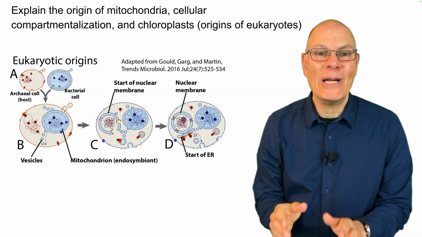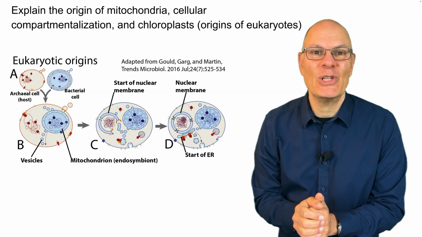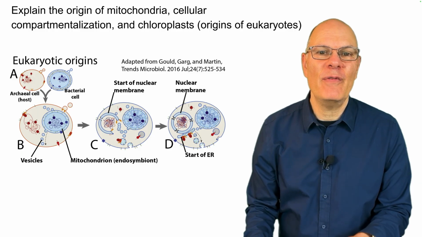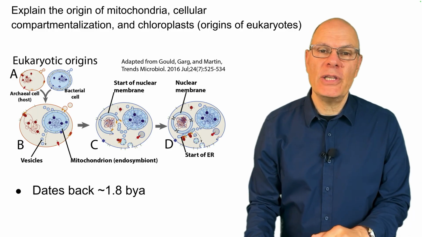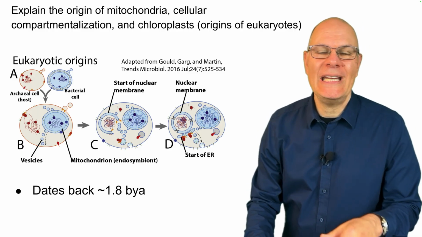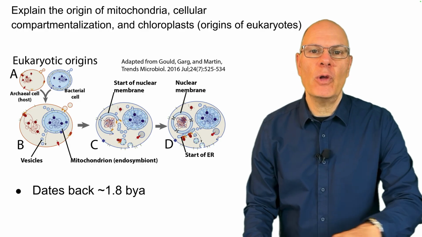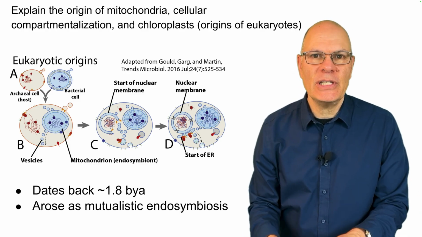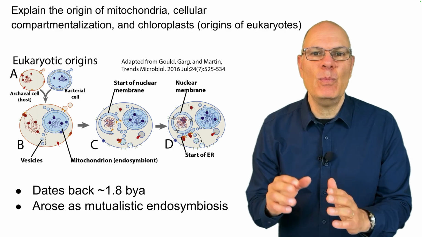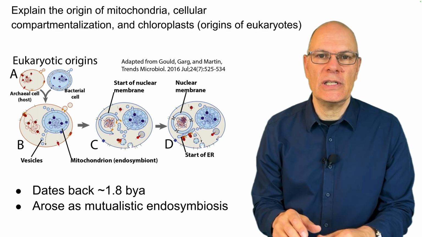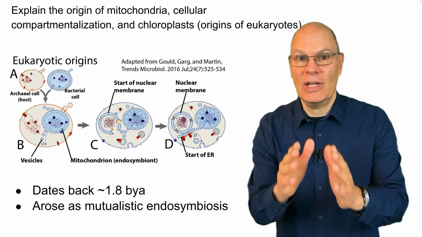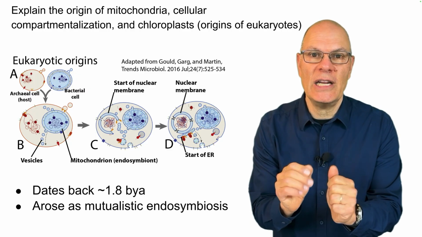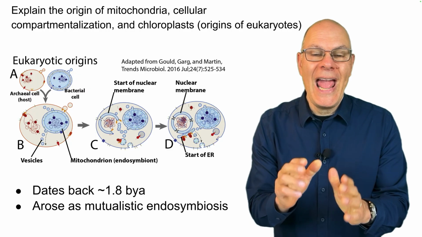Explain the origin of mitochondria, cellular compartmentalization, and chloroplasts. What we're explaining is the origin of the eukaryotes. When did this happen? About 1.8 billion years ago. Before that, there was nothing on Earth but prokaryotes. How did this happen? It arose as a mutualistic endosymbiosis. Symbiosis means living together, two species living closely associated with one another.